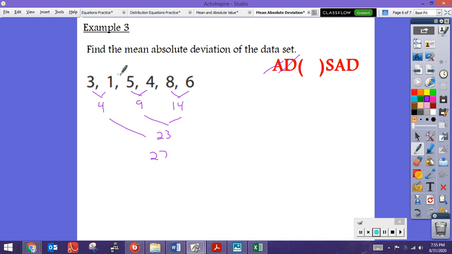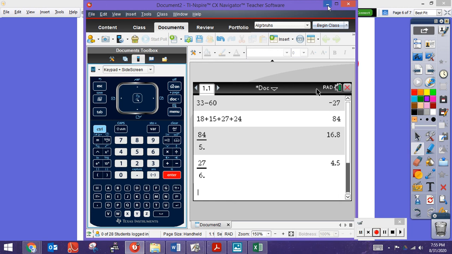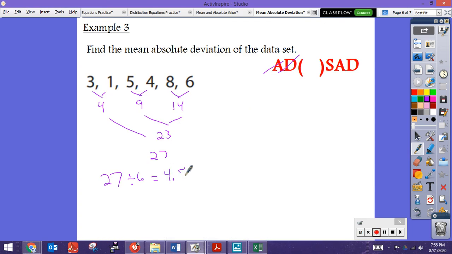Divide by how many numbers there are. There are 6 numbers, so 27 divided by 6. I think that's 4.5. Right, 4.5. Okay, so 4.5 is your number here. So now I'm going to use this number to do the next step, which is subtraction. Right, I'm going to subtract 4.5 from all these numbers.